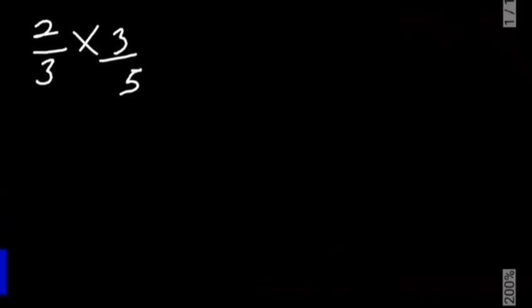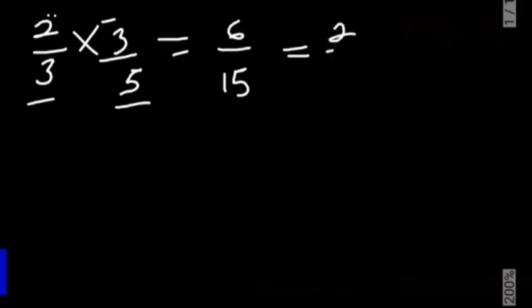So how do we multiply fractions? To multiply this, we multiply 2 by 3. 2 multiplied by 3 is 6. And we multiply denominators. 3 multiplied by 5 is 15. So here we have 6 over 15. Can we reduce this to its lowest term? Yes. 6 divided by 3 is 2. We also divide 15 by 3. 15 divided by 3 is 5.